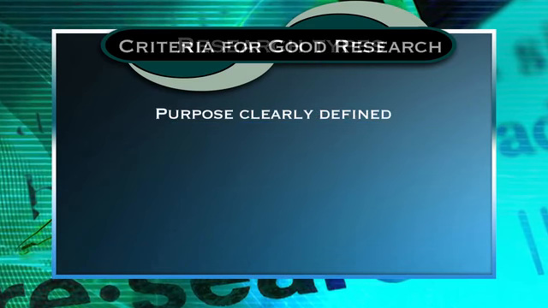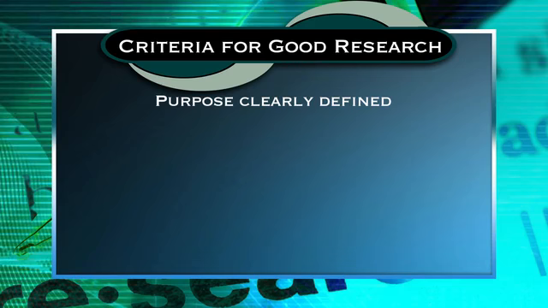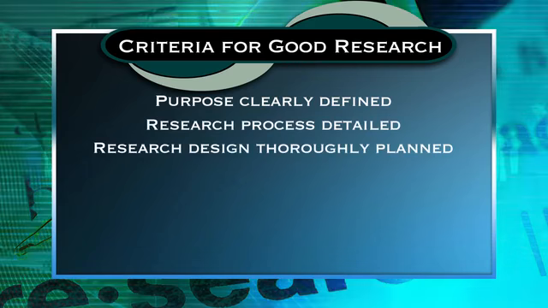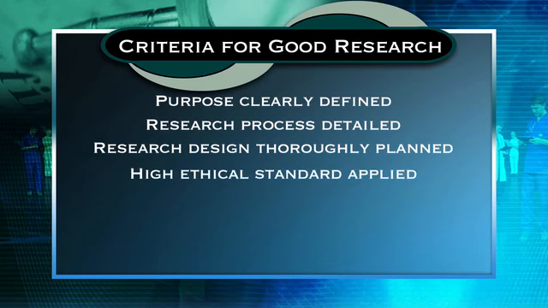Now let us have an idea about the criteria for a good research. First, the purpose must clearly be defined. I mean, the research purpose. What is the purpose of research? What the researcher intends to achieve at the end of completion of his research must clearly be defined. Then the research process must be detailed and the research design carefully planned. For determining the research process and research design, the researcher has to conduct a literature search to check his research process as well as design. And research must be based on high ethical standards.